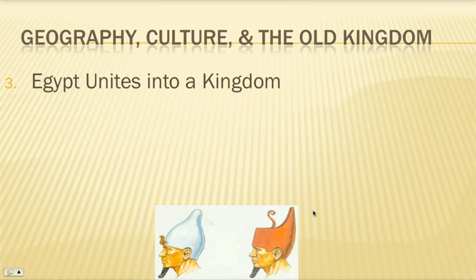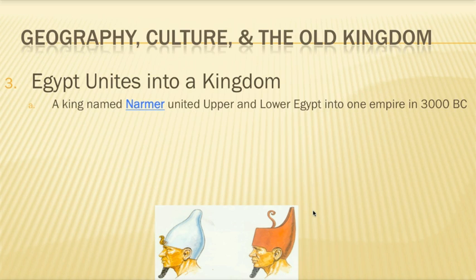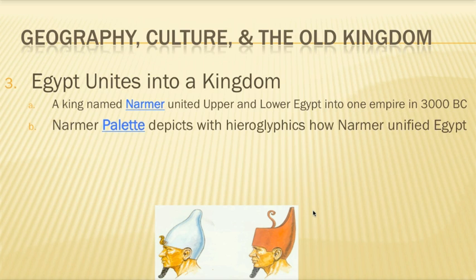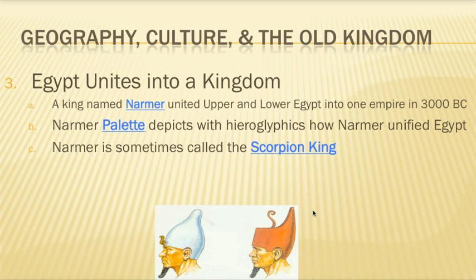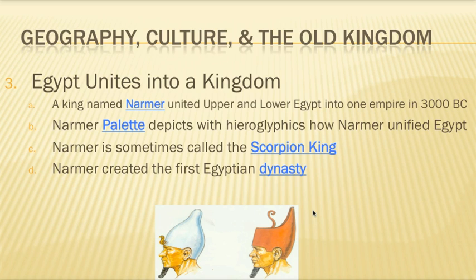Now, in its early days, Egypt was fractured into Upper and Lower Egypt as different kingdoms. That's going to change here as Egypt unites into one single kingdom. So a king named Narmer united Upper and Lower Egypt into one empire in 3000 BC. We know this because of the Narmer palette. The Narmer palette is a stone with engravings on it, with hieroglyphics on it that showed how Narmer unified Egypt. So he is sometimes known as the Scorpion King, and Narmer creates Egypt's first ruling dynasty.